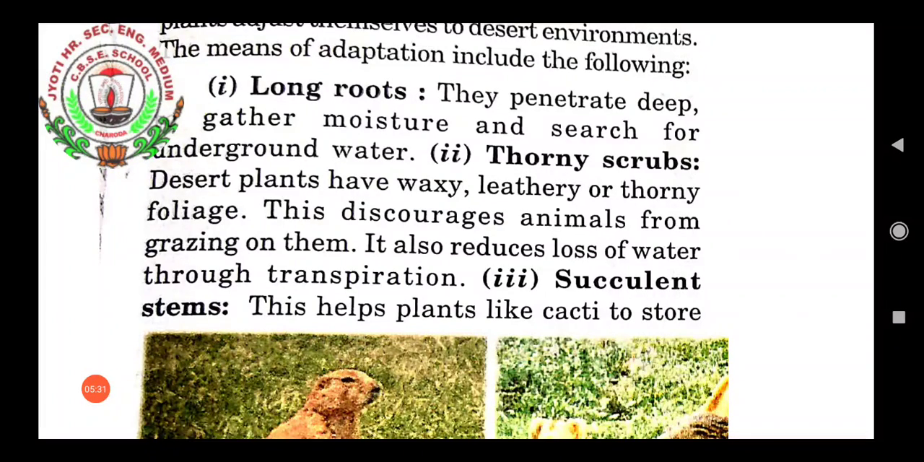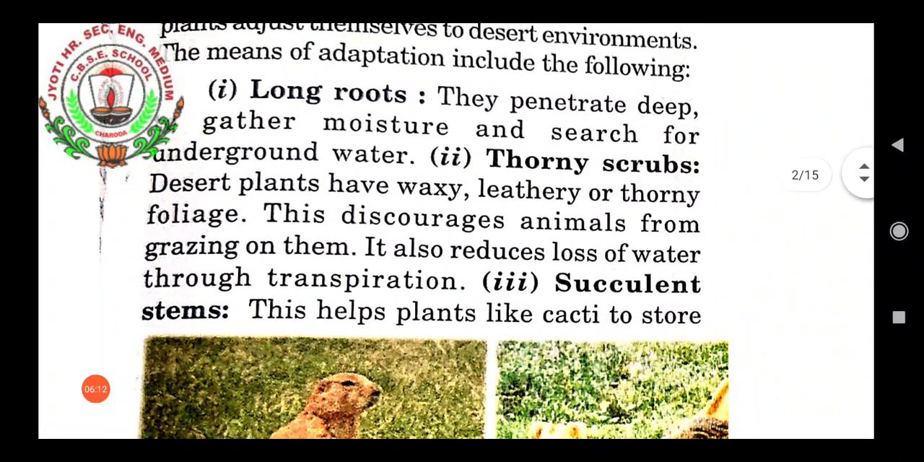Next is thorny scrubs. These desert plants have waxy, leathery or thorny foliage. Foliage means the aggregate of plants living in that particular area. Now this discourages animals from grazing on them. It means the thorny scrubs do not allow the animals to graze them. They protect the plants from animals. It also reduces loss of water through transpiration. What is transpiration? That is a process through which plants give up moisture. So thorny scrubs reduce the loss of water.